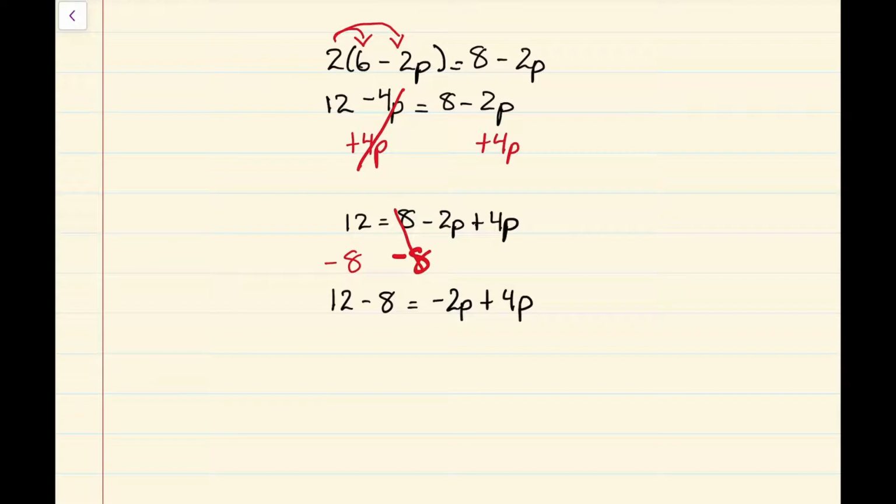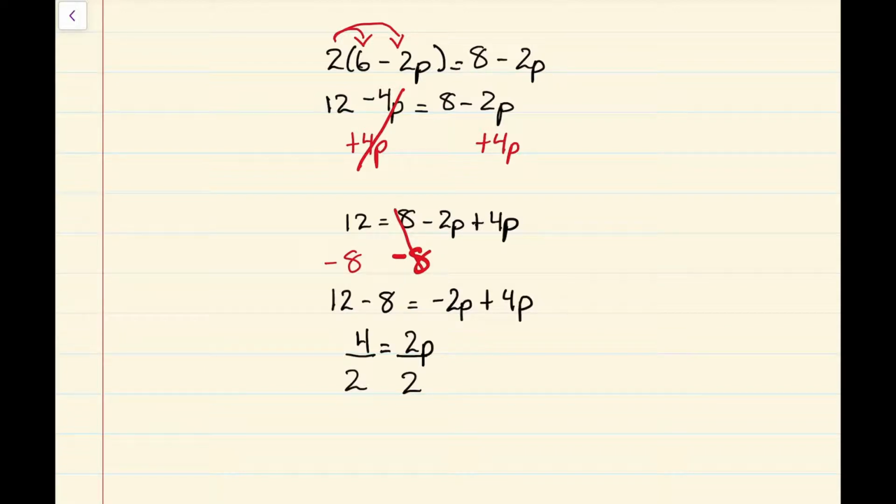Okay guys, so we know that 12 minus 8 is just 4. And then negative 2p plus 4p is the same thing as saying 4p minus 2p, which is just 2p. Okay, and to solve for p, you would just have to divide by 2 on both sides of the equation.